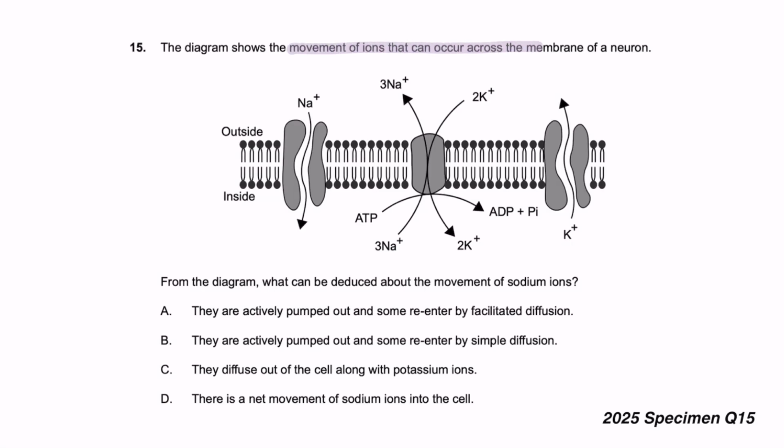Ions move across the membrane of a neuron. This is the movement of sodium ions. The 3 sodium ions are transported out of the cell by active transport because ADP is involved. The sodium ions then move back into the cell through channel protein. This movement is facilitated diffusion.